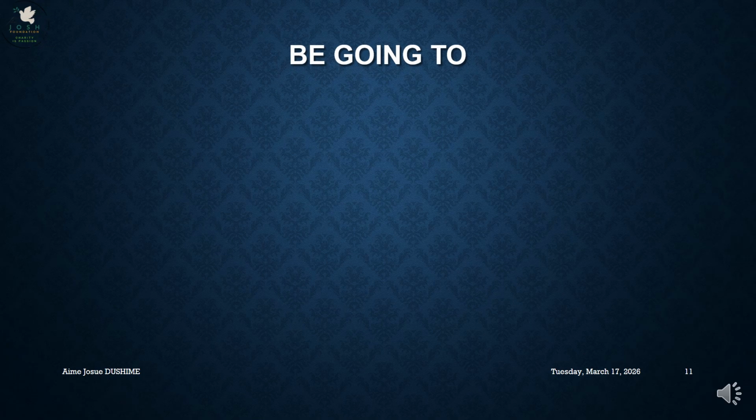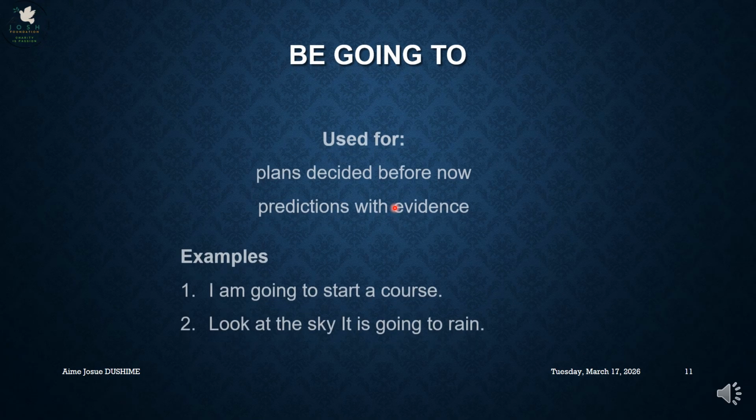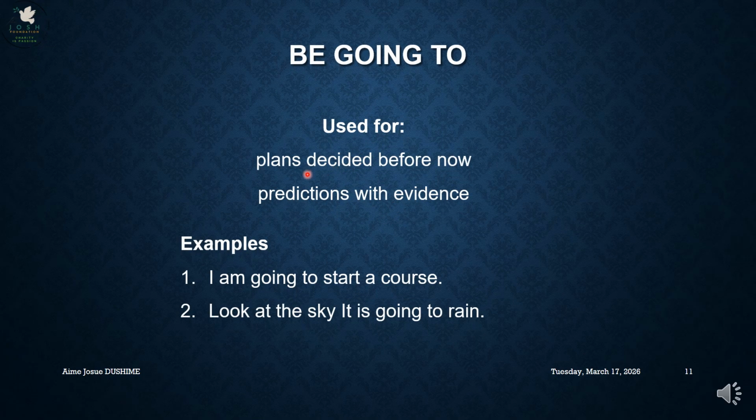Be going to. We use be going to for plans decided before now. It is a plan which was decided before. It is not decided at this time. When it is decided at this time, we use will. But if it is a decision we made before, we use be going to.